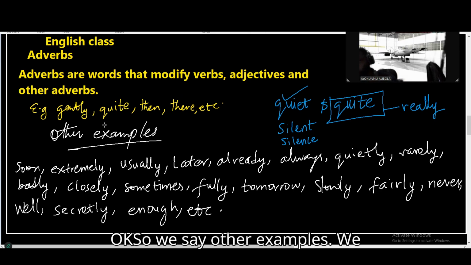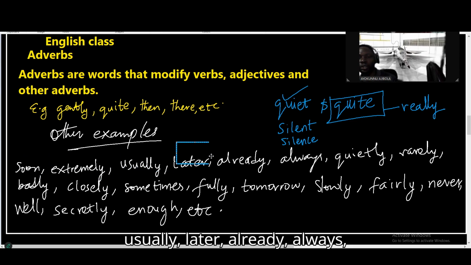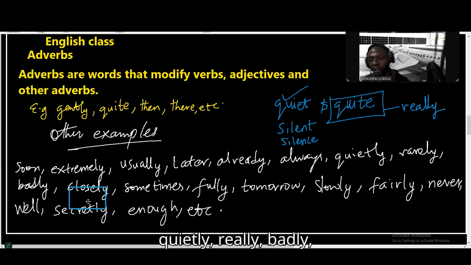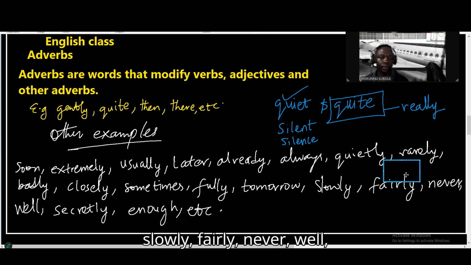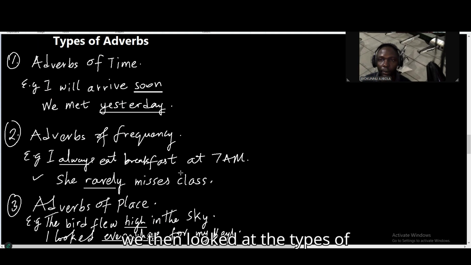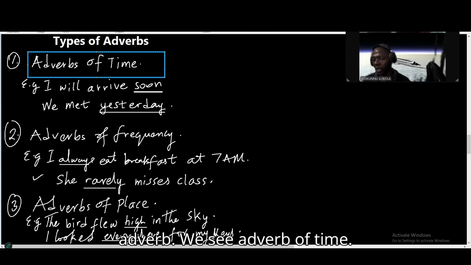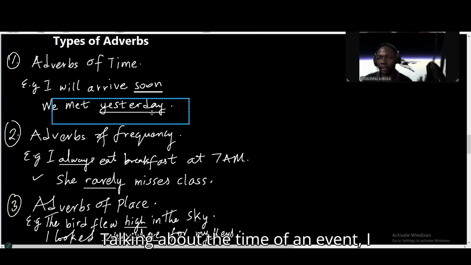Okay. So we say other examples. We have soon, extremely, usually, later, already, always, quietly, rarely, badly, closely, sometimes, fully, tomorrow, slowly, fairly, never, well, secretly, enough, and so on. So we then looked at the types of adverb. We see adverb of time, talking about the time of an event.